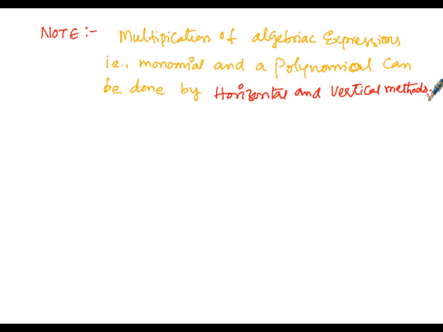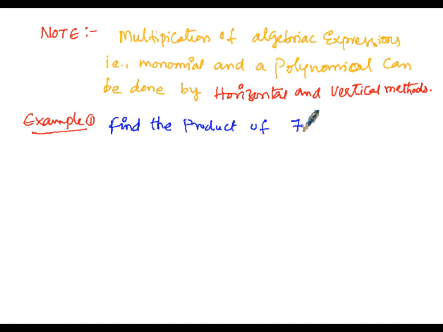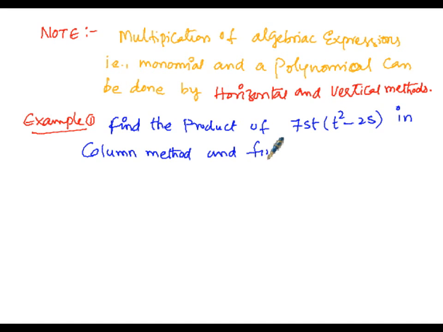Examples. That is example number 1. Find the product of 7st into t square minus 2s in column method and find its value, that is the product's value, for the values s is equal to 5 and t is equal to 3.